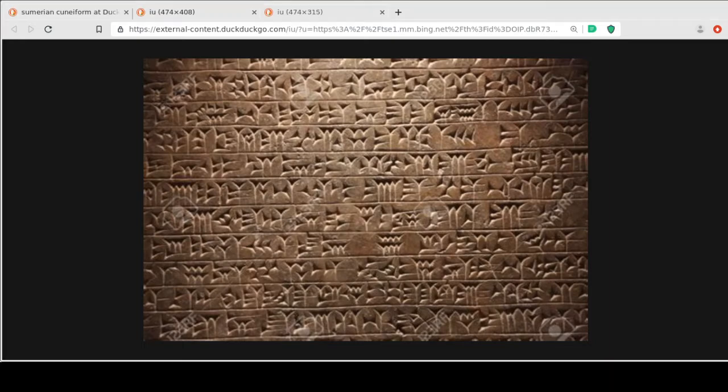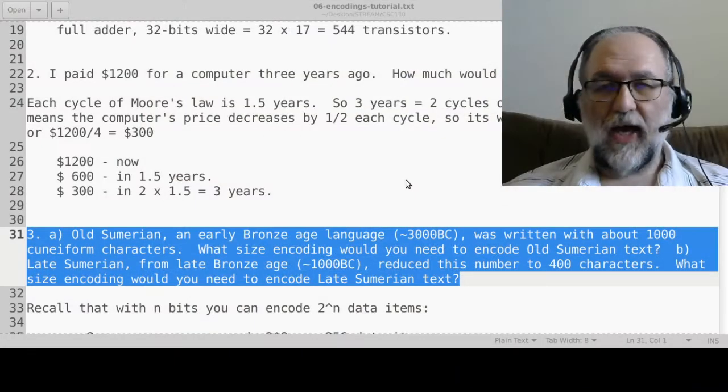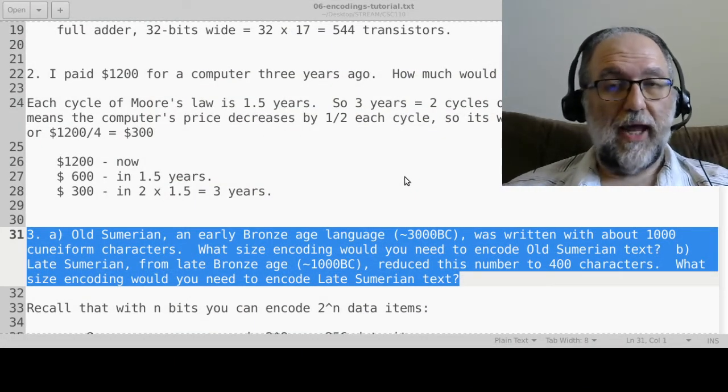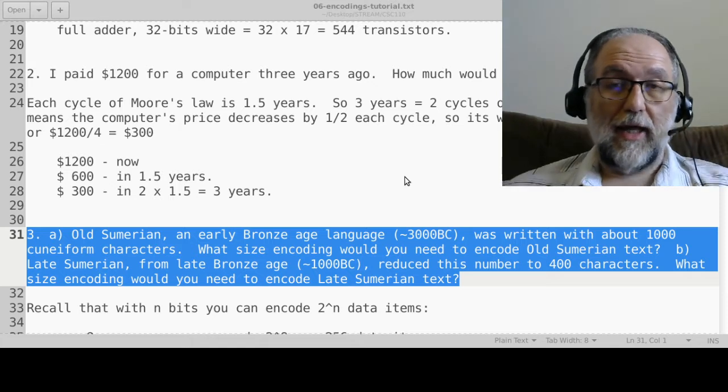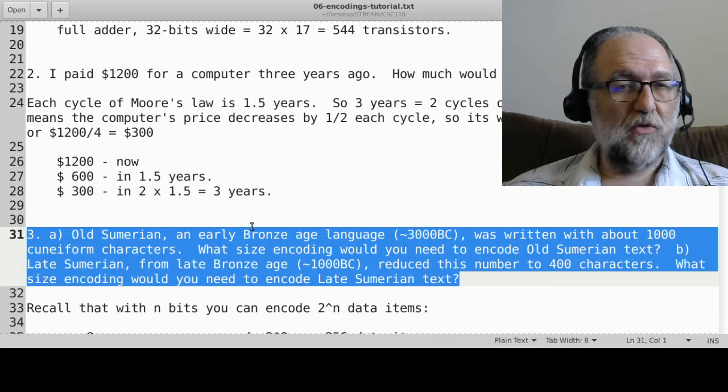And this is later Sumerian. You can see that it's much more stylized. Anyhow, that's just an aside, a curiosity. It doesn't have any bearing on the answer, but it's kind of like Chinese with logograms. And so let's do the first one.